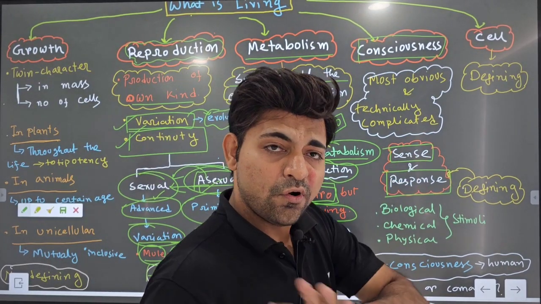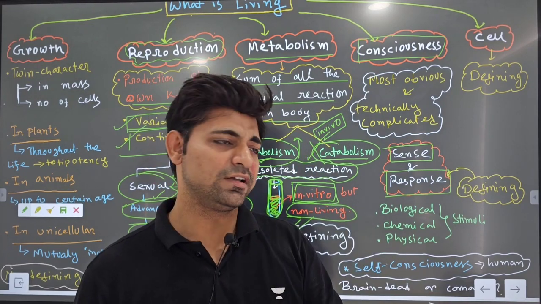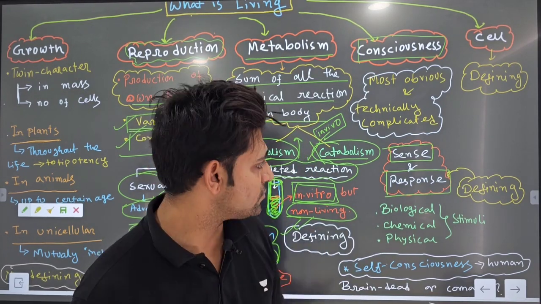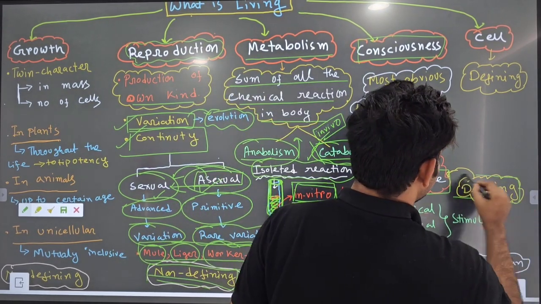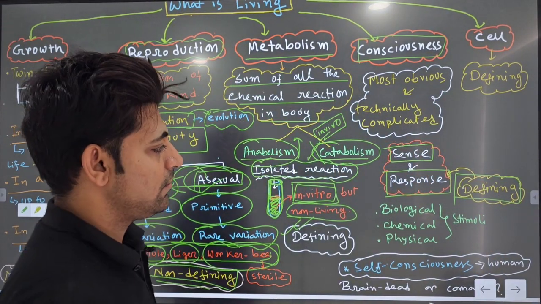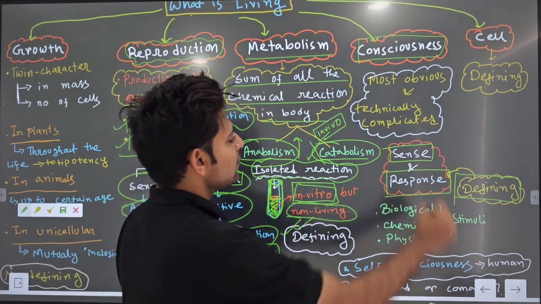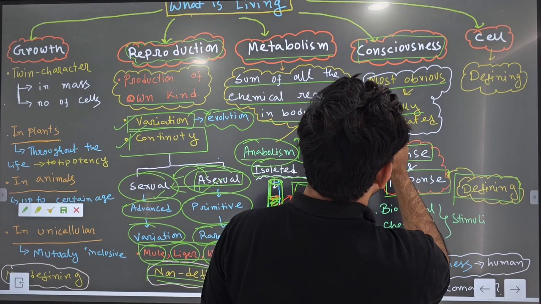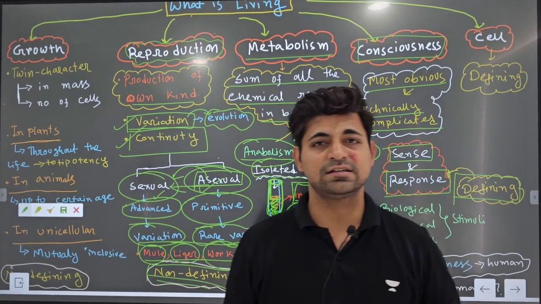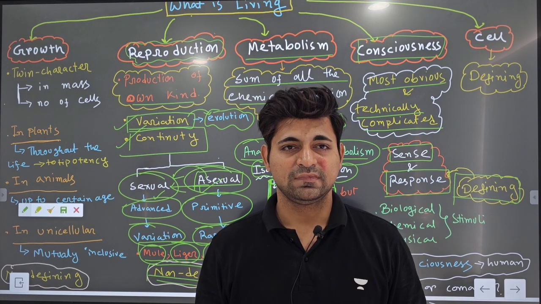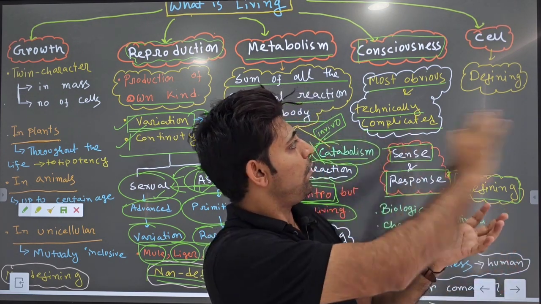Now, because all the living organisms, including bacteria, including prokaryotes, including all the eukaryotes, possess this capacity, this is a defining feature. Consciousness is the defining feature, and not only the defining feature according to NCERT, this is the most obvious and technically complicated feature. Okay, the most fascinating feature out of all these five.